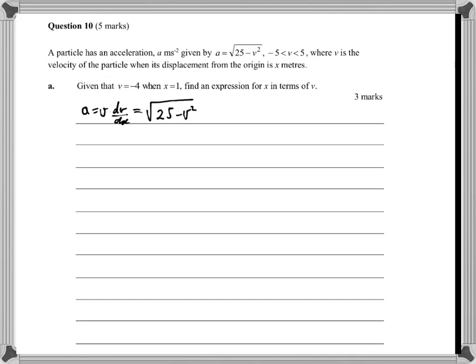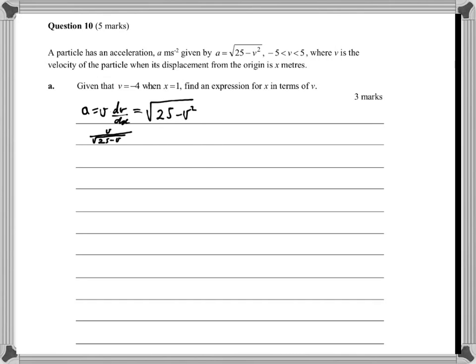This is solving a differential equation. A particle has an acceleration a meters per second given by this expression in terms of v. Now v is the velocity of the particle when its displacement from the origin is x meters. So given that v is equal to -4 when x is 1, find an expression for x in terms of v. So that is x as the subject in terms of v. So first off, a, acceleration, you recognize that as v times dv dx. That's the first bit. And then relate that to the right-hand side.